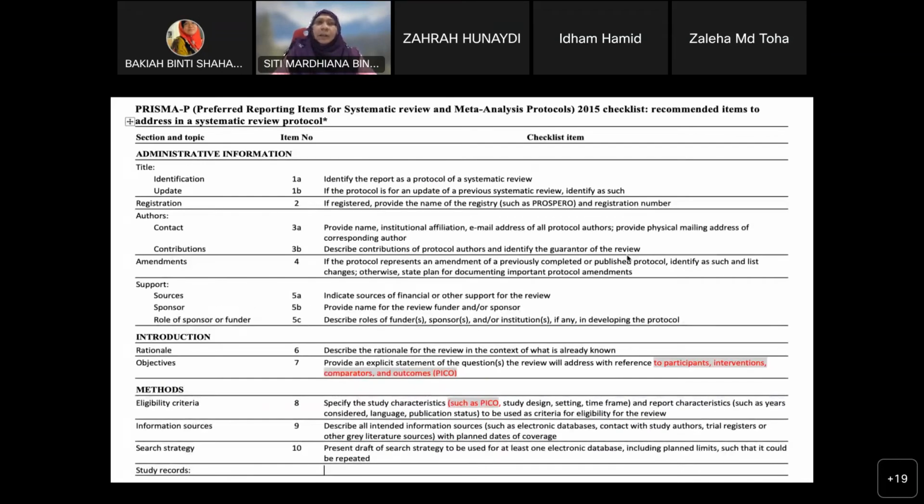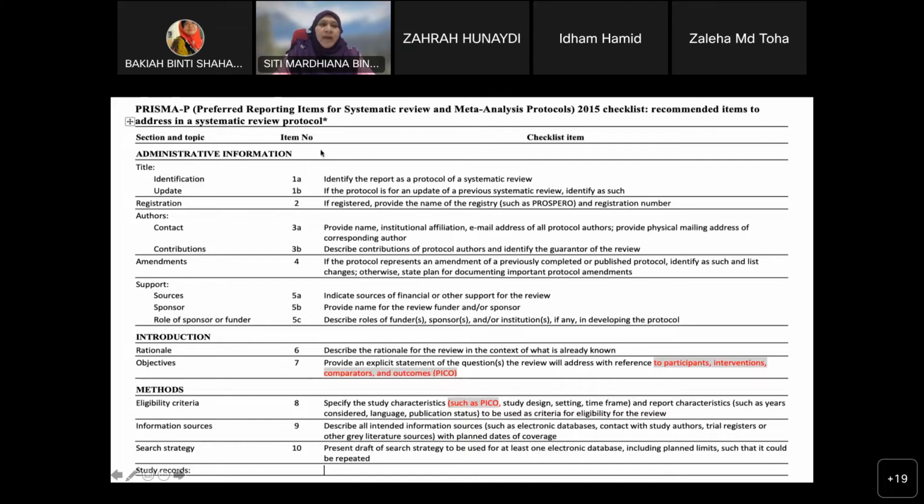Okay, so if you can see here, this is the PRISMA-P, which is the Preferred Reporting Items for Systematic Review and Meta-Analysis Protocols 2015 checklist. So these are the recommended items to address in a systematic review protocol. If you look here, the checklists are detailed. But we can also use this as a reference checklist for you to develop the protocol and to publish your scoping review.